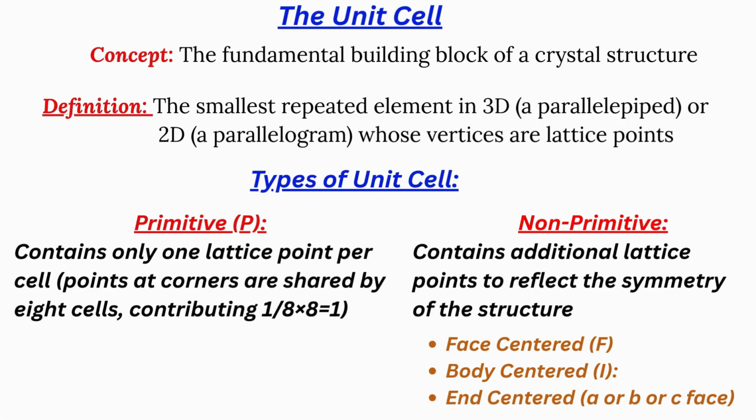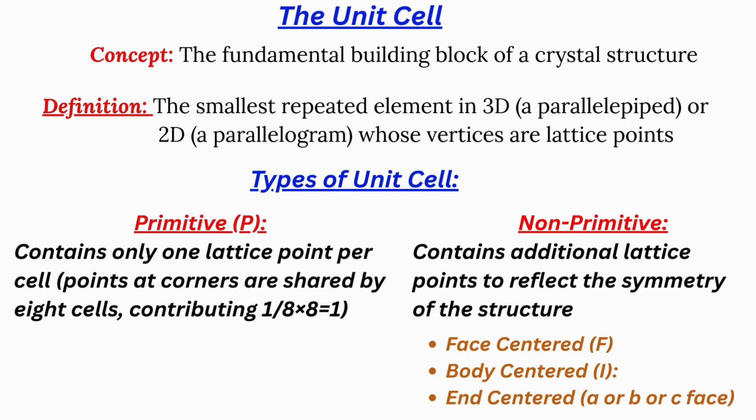The unit cell is nothing but the fundamental building block of the crystal structure, and we can also define it as the smallest repeated element, a parallelepiped in 3D or a parallelogram in 2D, whose vertices are lattice points. So the lattice points and unit cells can be related in such a manner that there are some imaginary points. When they form a shape, the smallest fundamental block, then we can say it is a unit cell.